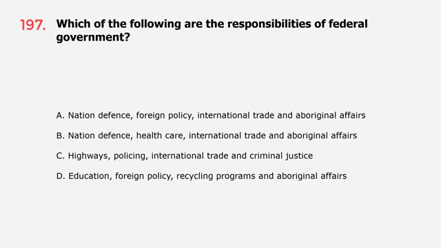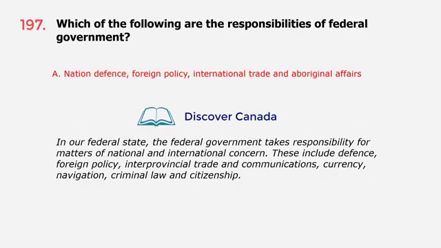Question 197. Which of the following are the responsibilities of federal government? A. Nation defense, foreign policy, international trade, and Aboriginal affairs. B. Nation defense, healthcare, international trade, and Aboriginal affairs. C. Highways, policing, international trade, and criminal justice. D. Education, foreign policy, recycling programs, and Aboriginal affairs. The answer is A. Nation defense, foreign policy, international trade, and Aboriginal affairs.